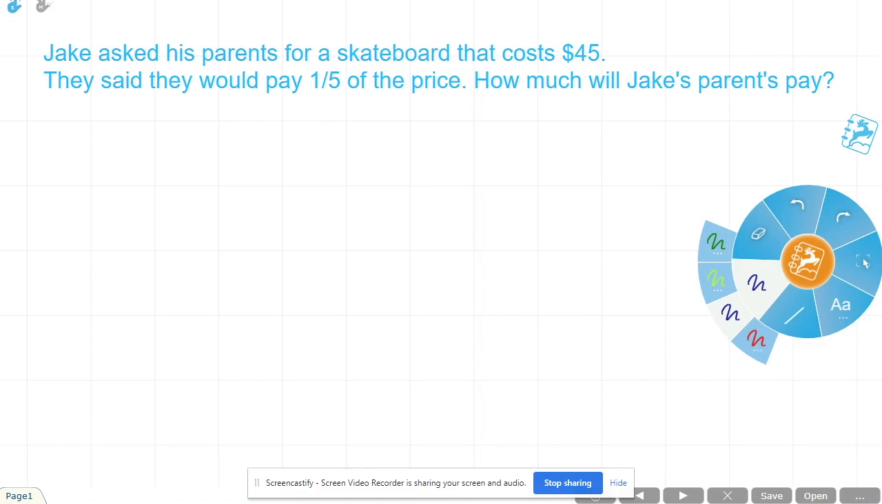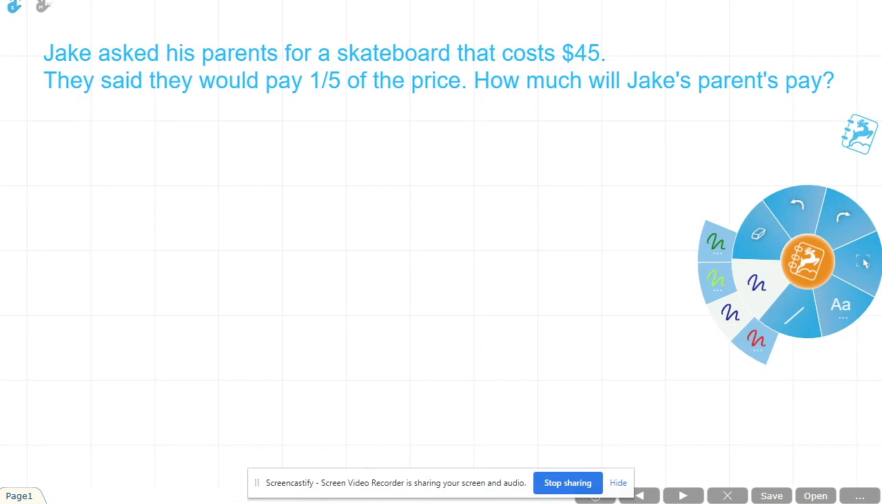Hey guys, we're going to look at number 2 on our multiplying fractions problem solving slideshow. The question is, Jake asked his parents for a skateboard that cost $45. They said they would pay 1/5 of the price. How much will Jake's parents pay?